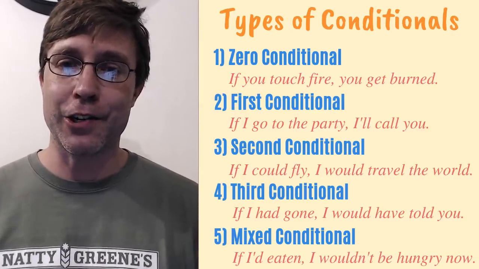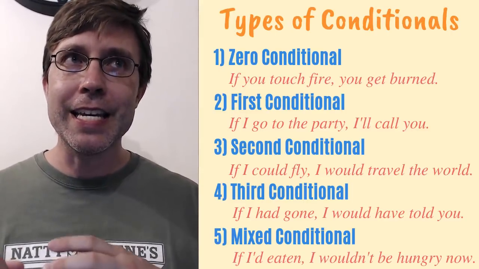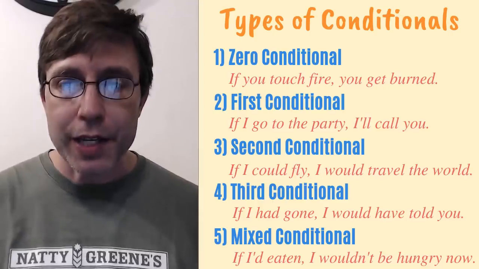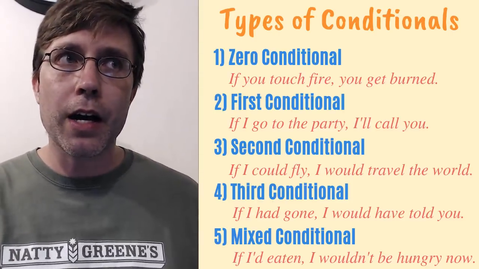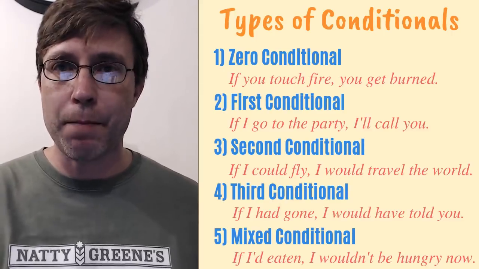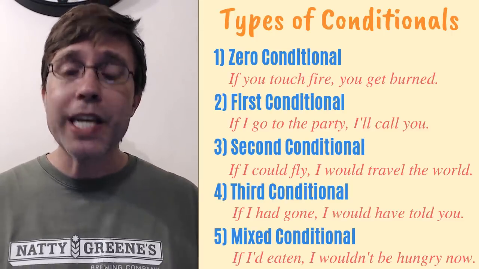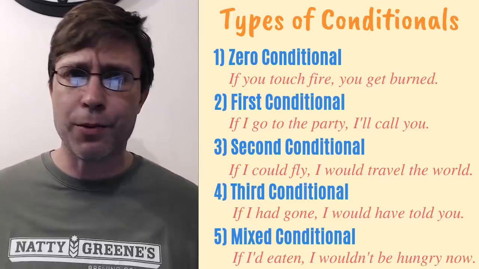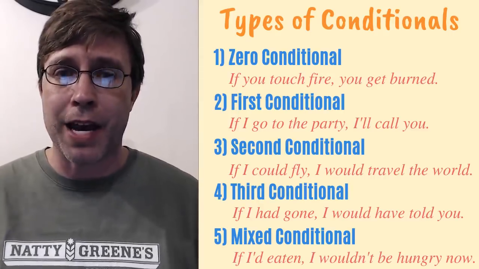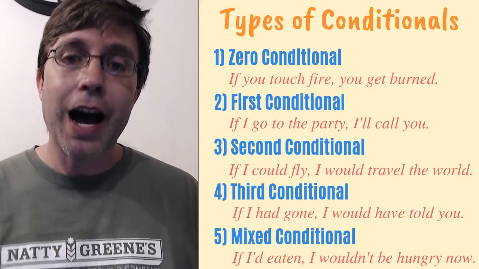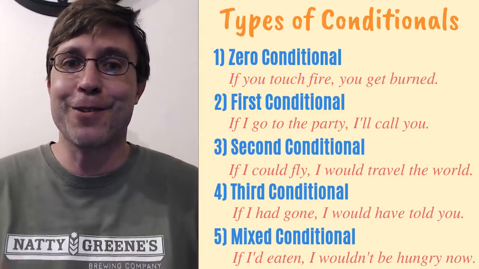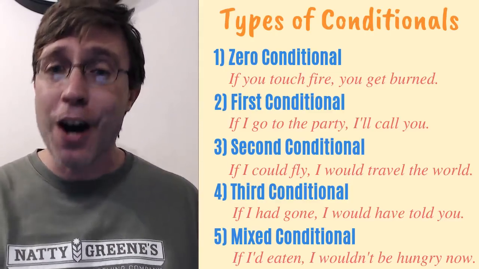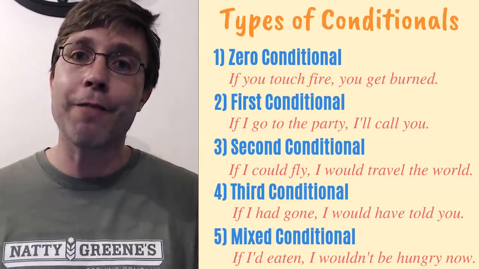The third conditional, okay, is unreal. And the reason I say it's unreal is because we're talking about a condition that happened in the past. It's already happened. We cannot change the past. So that's why I say it's unreal. You can't change the past. If I had gone, I would have told you. So maybe you're talking about that party that you were supposed to go to. Well, if I had gone to the party, I would have told you.